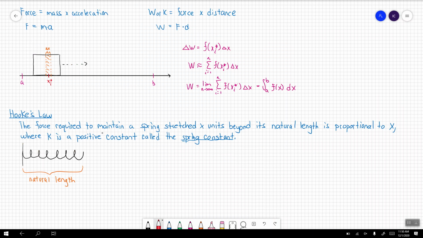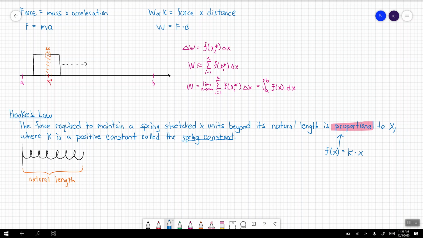Now, Hooke's law says that the force required to maintain a spring stretched x units beyond its natural length is proportional to x, where k is a positive constant called the spring constant. Here we're actually given this definition, and what's really nice about this is that we're using proportionality to determine what is the force that's going to be given by this spring. So because we have a proportional value here, that's going to tell us that the force that is being applied here is going to be proportional to x. And k, they're defining it as the positive constant.